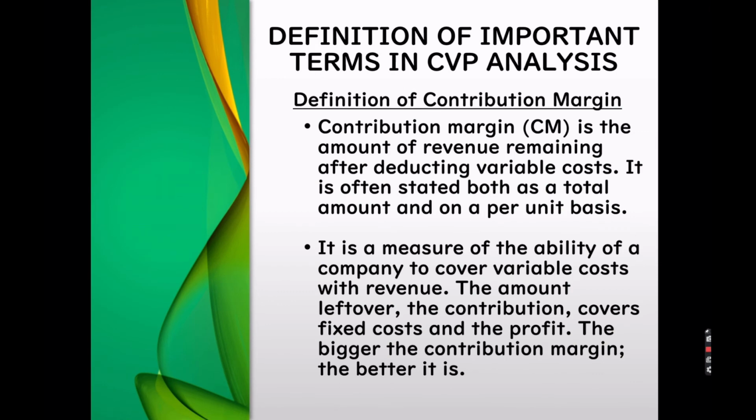Definition of contribution margin. Contribution margin, CM, is the amount of revenue remaining after deducting variable costs. It is often stated both as a total amount and on a per unit basis. It is a measure of the ability of a company to cover variable costs with revenue. The amount left over, the contribution, covers fixed costs and the profit. The bigger the contribution margin, the better it is.